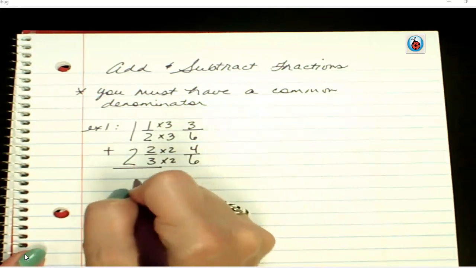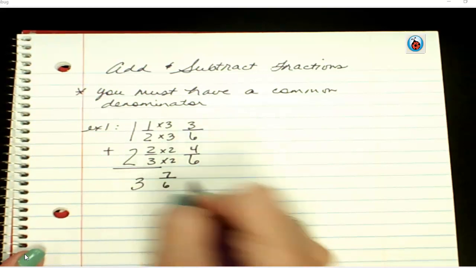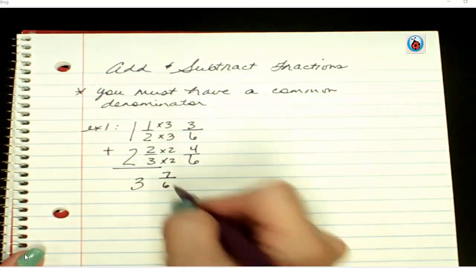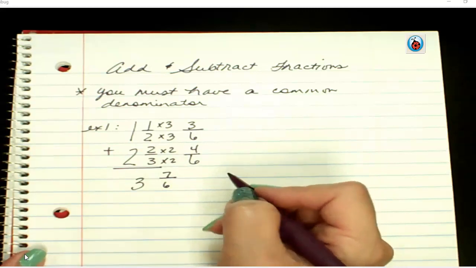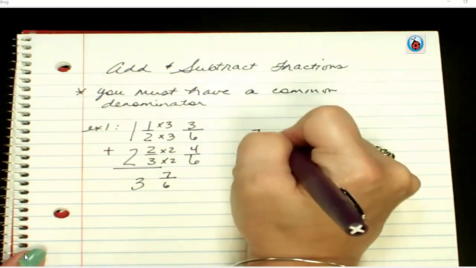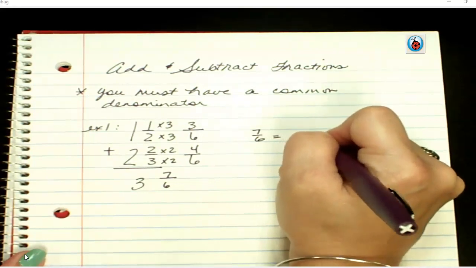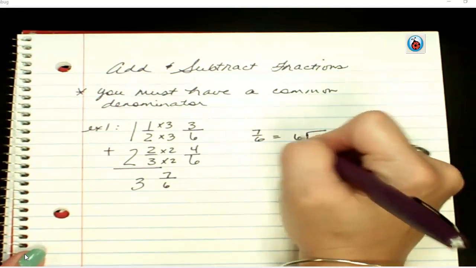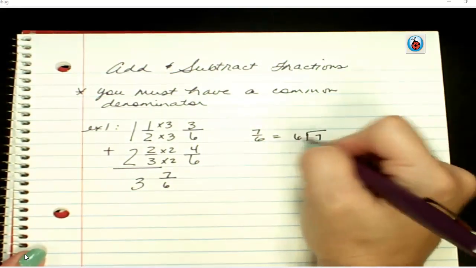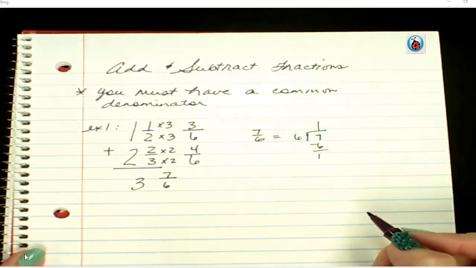1 plus 2 is 3. 3 plus 4 is 7/6. But this 7/6 is considered improper. You can't leave it that way. So I'm going to take the 7/6, and I'm going to divide. 7 divided by 6. Top in, bottom out. 6 goes into 7 one time. That's 6 with 1 left over.